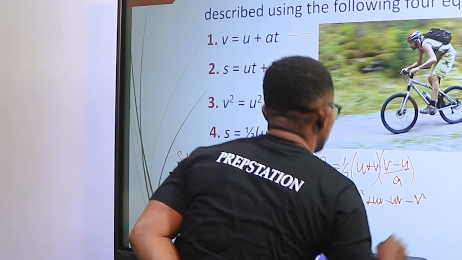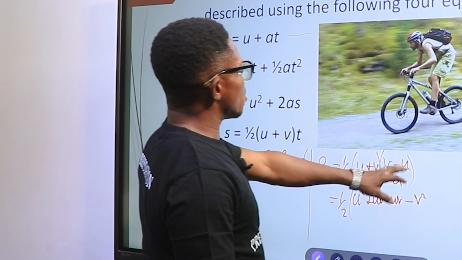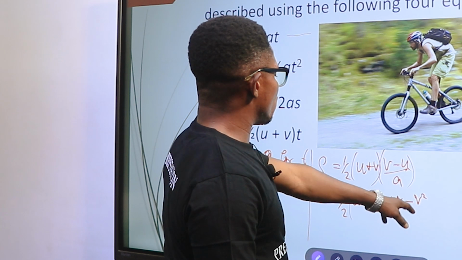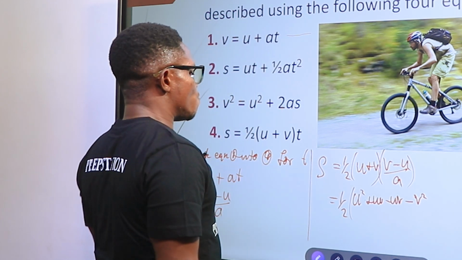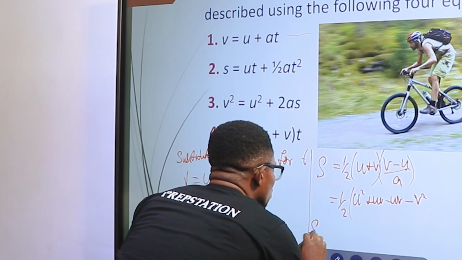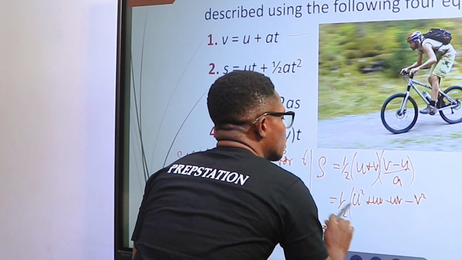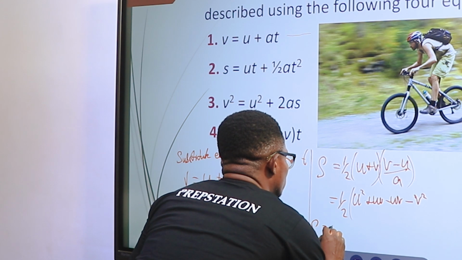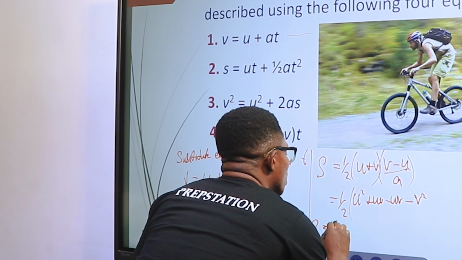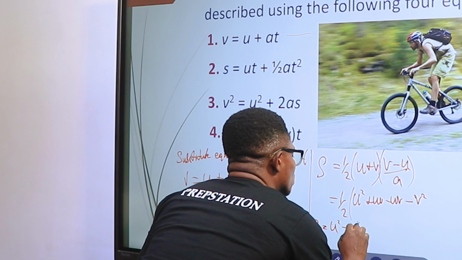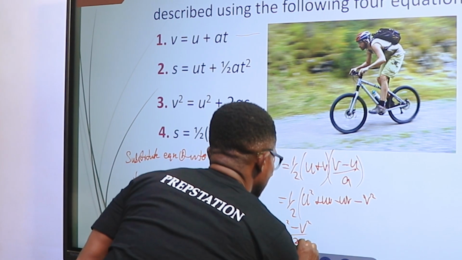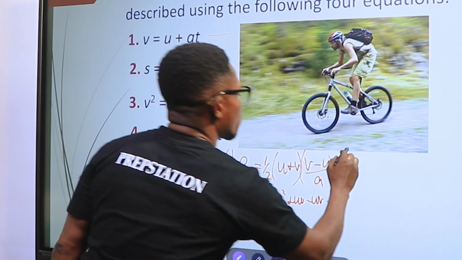V squared. Yep, let's see that again. U plus V into this. So you get U squared plus UV minus UV, then minus V squared. So we continue. So this will be equal to plus UV minus UV will cancel each other out. So I am left with what? U squared minus V squared over 2A. There was A. Okay?